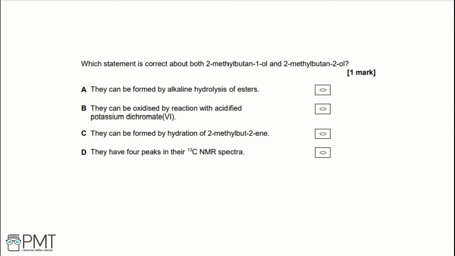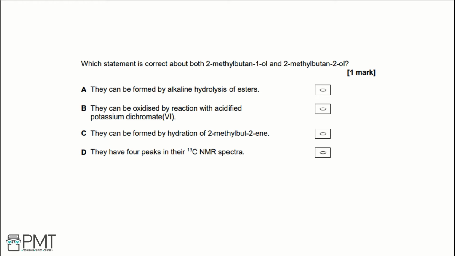Which statement is correct about both 2-methylbutan-1-ol and 2-methylbutan-2-ol? A. They can be formed by alkaline hydrolysis of esters. B. They can be oxidized by reaction with acidified potassium dichromate. C.